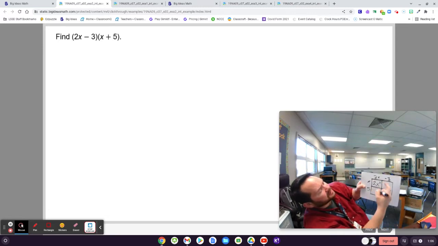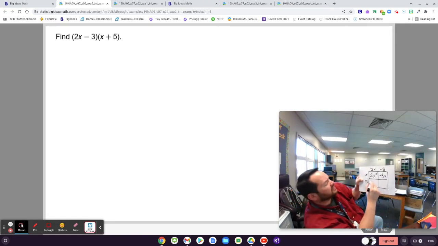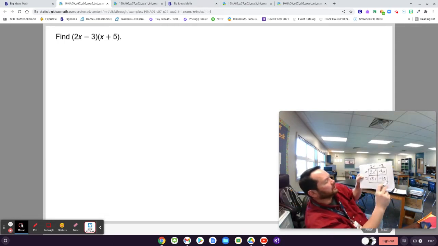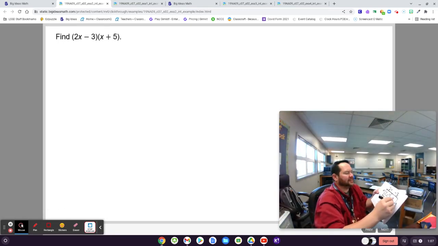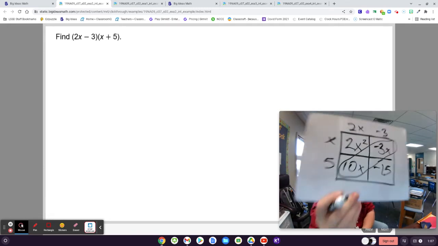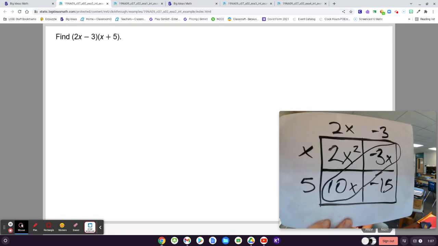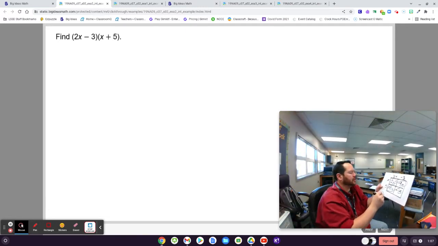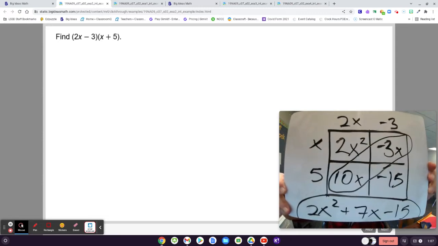And then I go, well, what's x times negative 3? It's negative 3x. And then what's 2x times 5? It's 10x. And what's 5 times negative 3? It's negative 15. So that is all the stuff I need. Now, these two diagonal ones will be able to be combined. So 10x and minus 3x is the same as 7x. So then my final answer will be 2x squared plus 7x minus 15. 2x squared plus 7x minus 15 is my final answer when I'm multiplying those two binomials together.